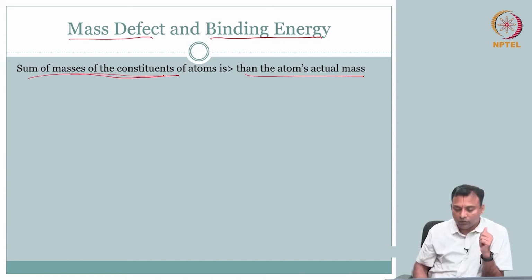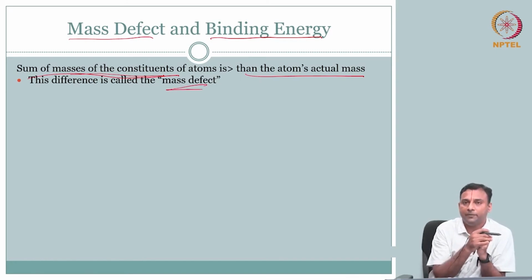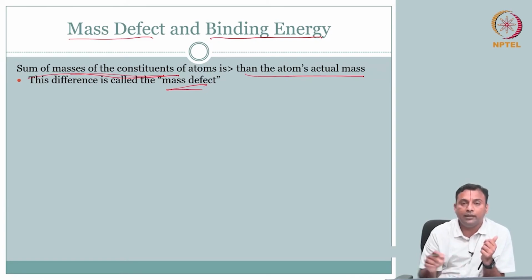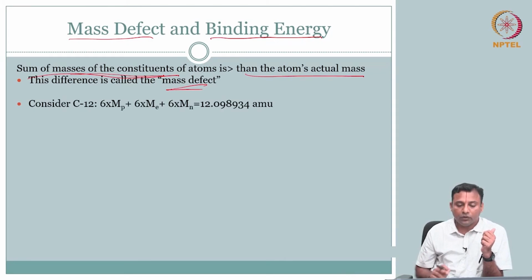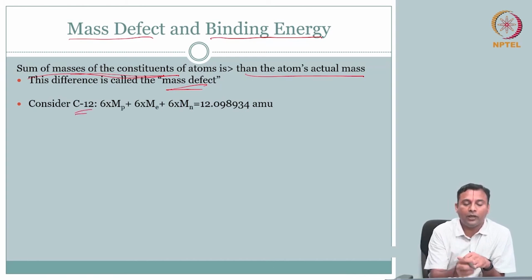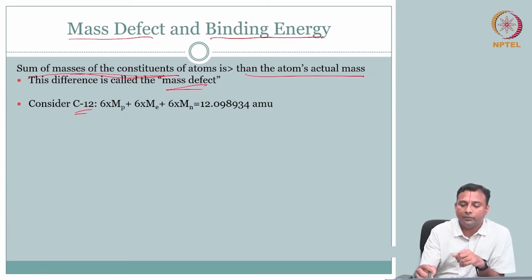Let us take an example. This difference is called the mass defect. There is a difference between the sum of the masses of the constituent particles and the actual mass of the atom. These two are different, and this is called the mass defect. Let us take carbon-12. 1/12 of the carbon mass is your atomic mass unit, and that is the atom's actual mass.